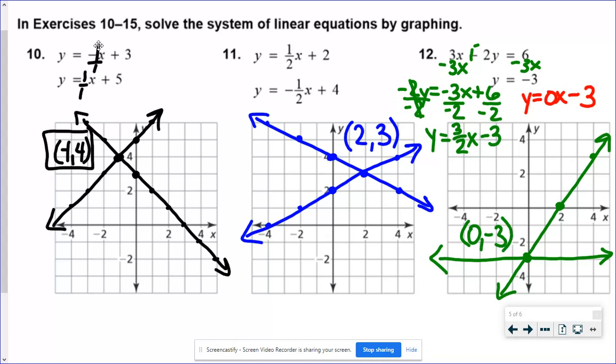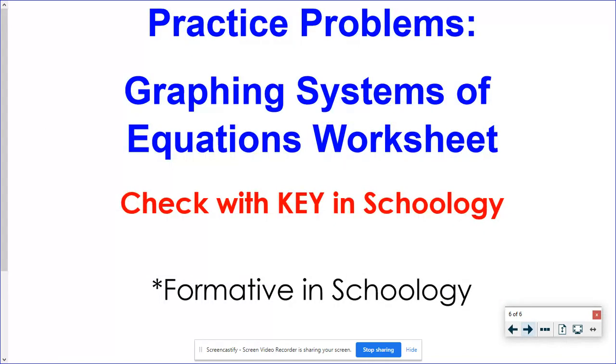So again, today, what you're looking for in your practice problems is graphing the two lines, see where they cross. The only lines that wouldn't cross would be lines that are exactly parallel. If you get lines that look like they're going to cross off the graph somewhere, that means you did something wrong. We made sure that those lines would cross on the graph.